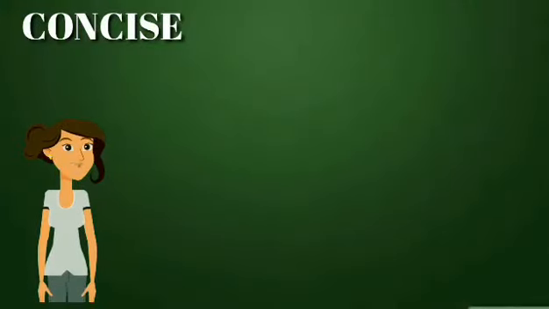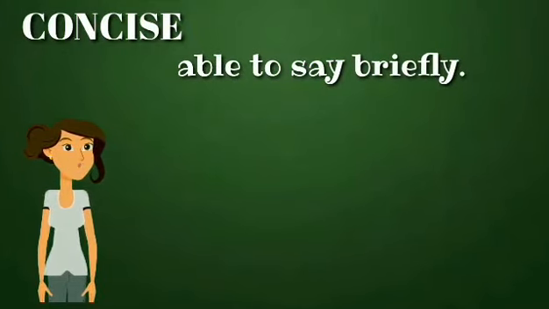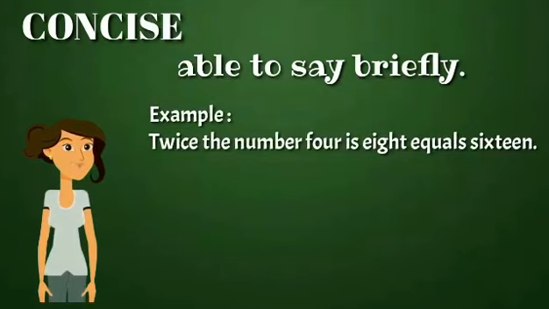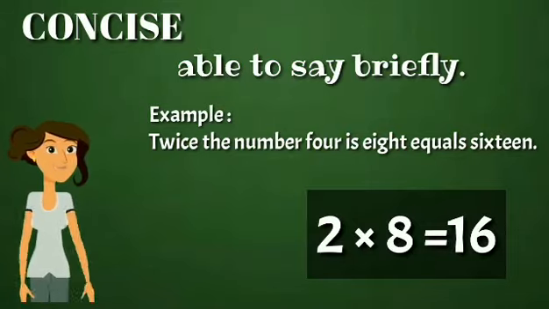Aside from being precise, mathematical language is also concise, able to say things briefly. Example, twice the number 4 is 8 equals 16. Instead of writing twice the number 4 is 8 equals 16, we can briefly write it as 2 times 8 is equal to 16. That is being concise.